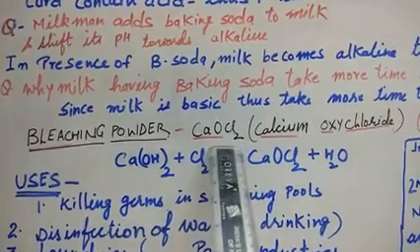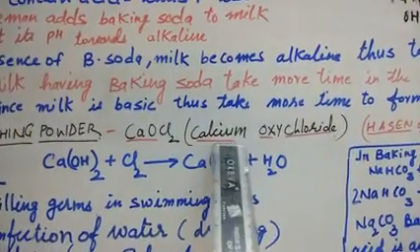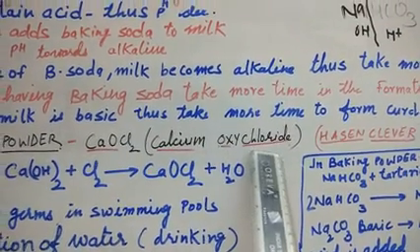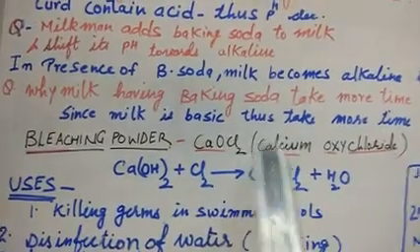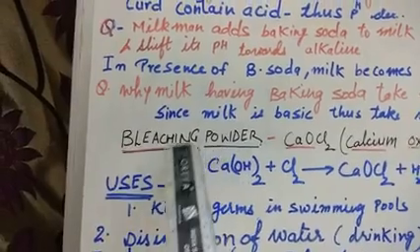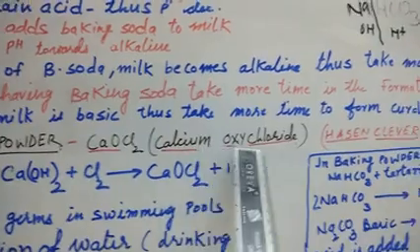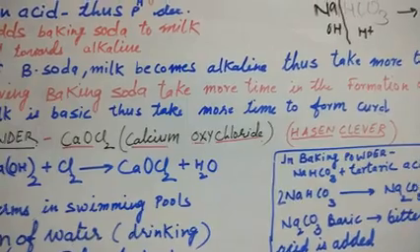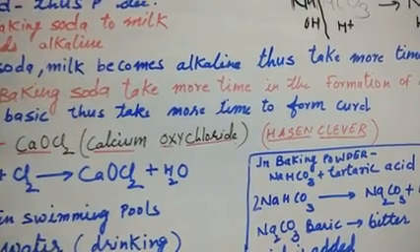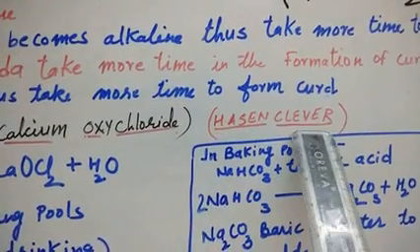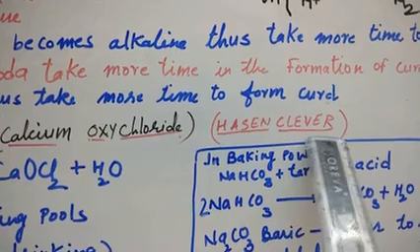And what is its chemical name? The chemical name is calcium oxychloride, with oxygen in it. And its common name, what is its household name? Bleaching powder. Okay, the formula of bleaching powder is CaOCl2 and its chemical name is calcium oxychloride. How is it prepared? What is the method used for the preparation of bleaching powder? The name of the method here is Hasen-Clever's method.